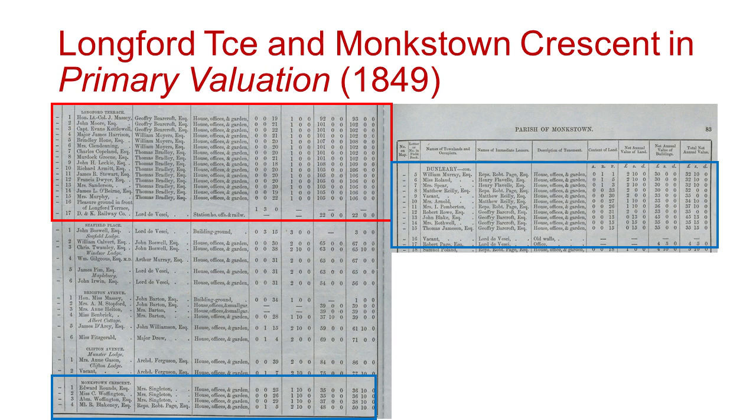And this is the primary valuation, the printed Griffith's valuation, which shows the information on these areas, Longford Terrace and Monkstown Crescent, on 2 separate pages. But again, very summary information. While the printed book is easy to read and it's a good starting point, the information is very summary compared to what you get in the other documents.